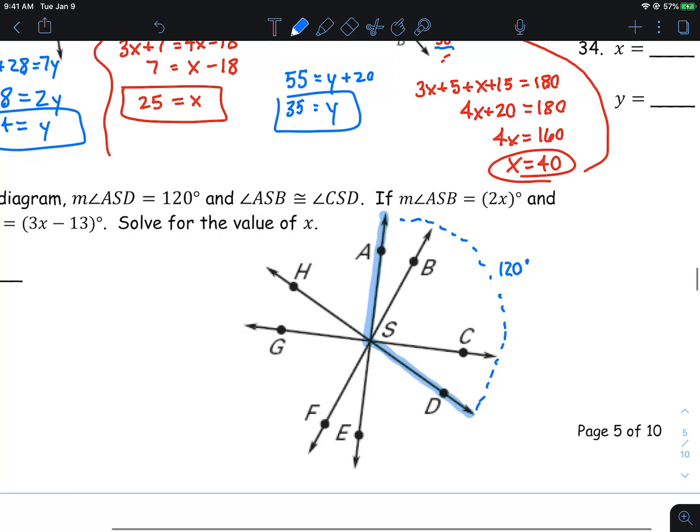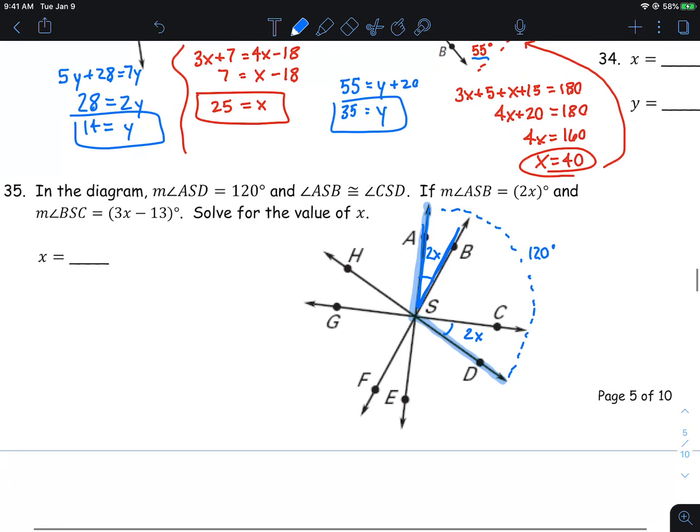They also do tell us that ASB, which would be this angle right here, if you're tracking the letters, that angle right there is congruent to CSD. So those two are congruent. I'm going to put two little hoops there because they also tell us ASB is 2x. Now, if ASB is 2x and ASB is congruent to CSD, we can put another 2x down there. And then finally, they also give us that BSC right here is 3x minus 13. So we'll go ahead and squeeze in a 3x minus 13 right there.